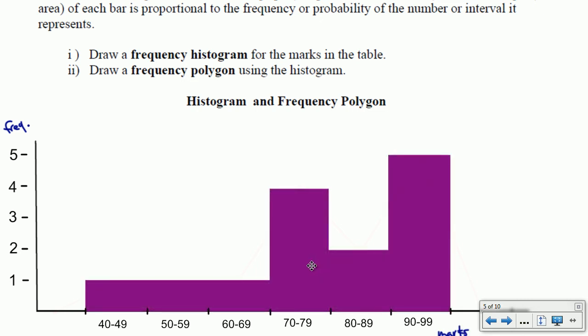In order to get our frequency polygon, we draw dots at each one of these points in the middle and connect them with a broken line. And here's what that looks like. Ideally, we'd have a title for this graph as well.